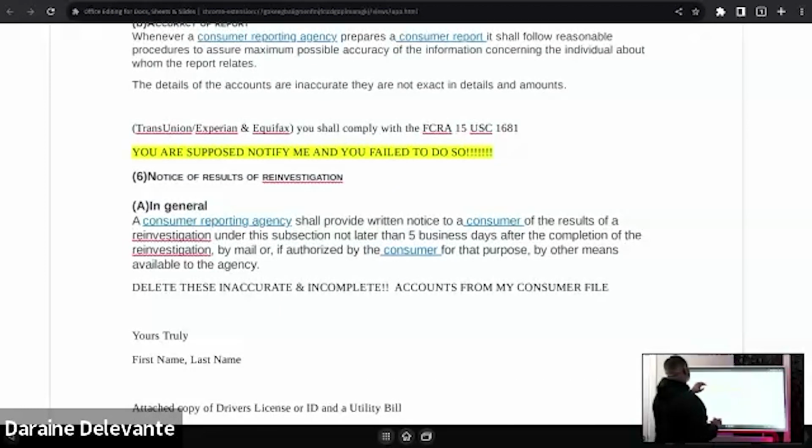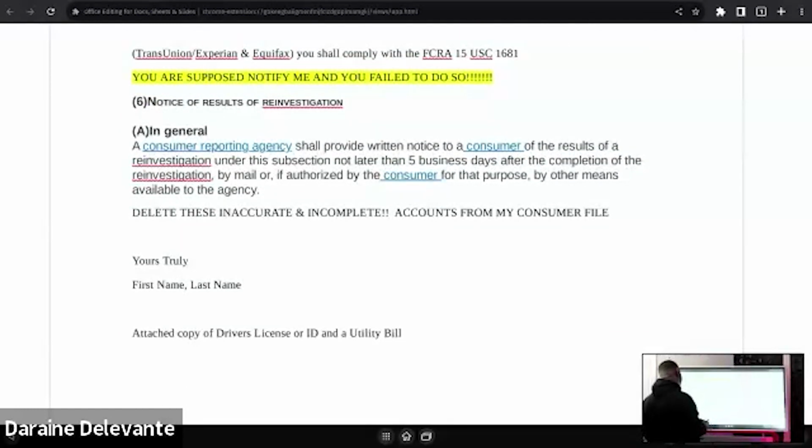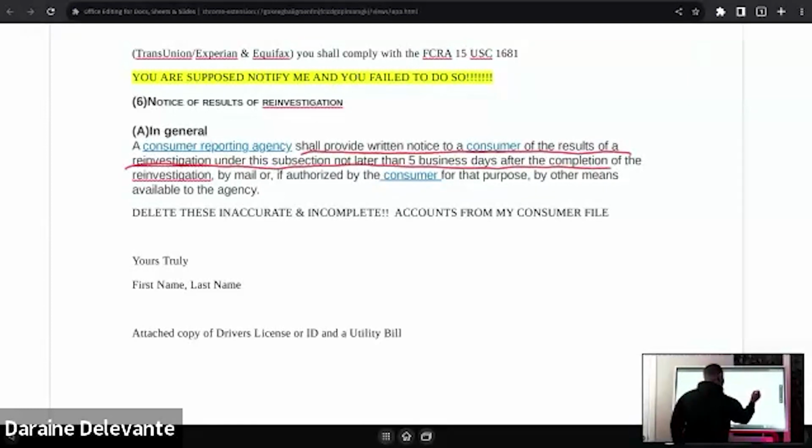Now you want to use either one, TransUnion, Equifax, or Experian, right? You shall comply with the FCRA, 15 USC 1681. You are supposed to notify me and you failed to do so. Notice of results of reinvestigation. In general, a consumer reporting agency shall provide written notice. So I want you guys to pay attention to this. They shall provide written notice to a consumer of the results of a reinvestigation under the subsection not later than 5 business days after the completion of the reinvestigation.